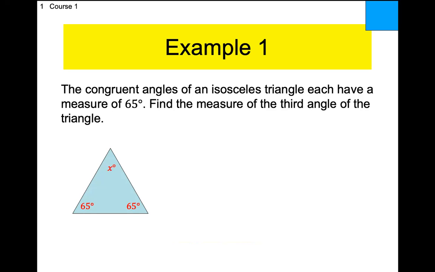So the equation, because it says set up an equation and solve it, would be, what would the equation be? 65 times 2 plus x equals 180. Okay, and some people might write it as 65 plus 65, but that's fine as well. Could you solve this equation? Okay, this one's pretty easy. 65 and 65 is 130.